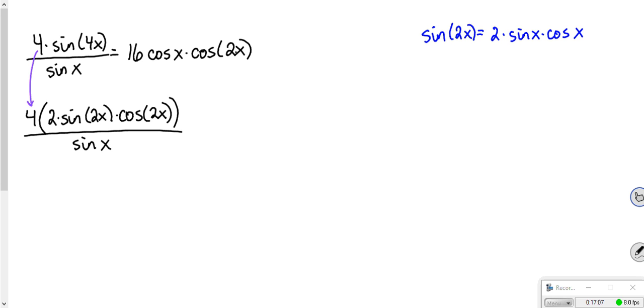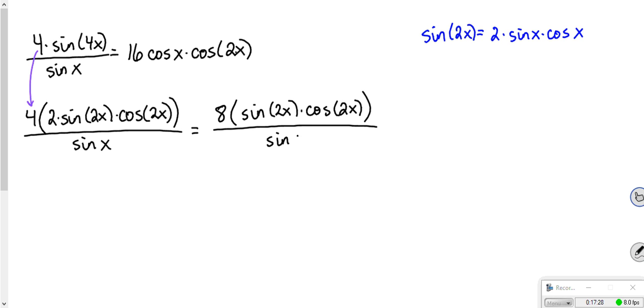Now, that's my first step. So then this gives me, I'm just multiplying the 4 and the 2 together. This is the first step in your homework. So 8 times sine of 2x times cosine of 2x all over sine x. Now, we are going to use the formula again on the sine of 2x. We're going to leave the cosine 2x alone because there's a cosine 2x on my right-hand side of my equation. Okay, so we're going to leave that one alone.